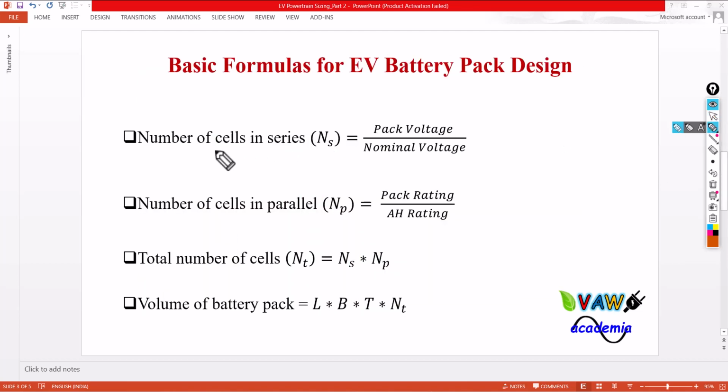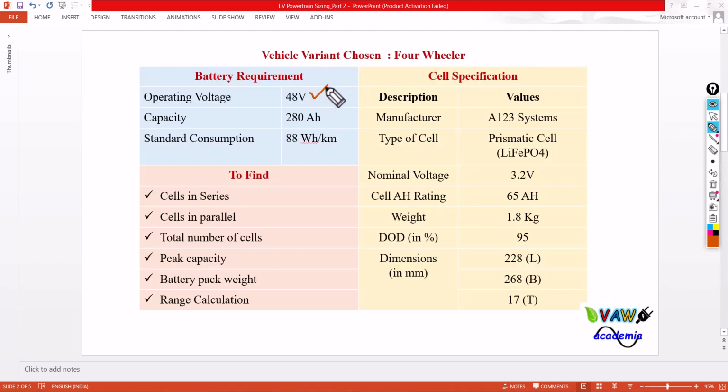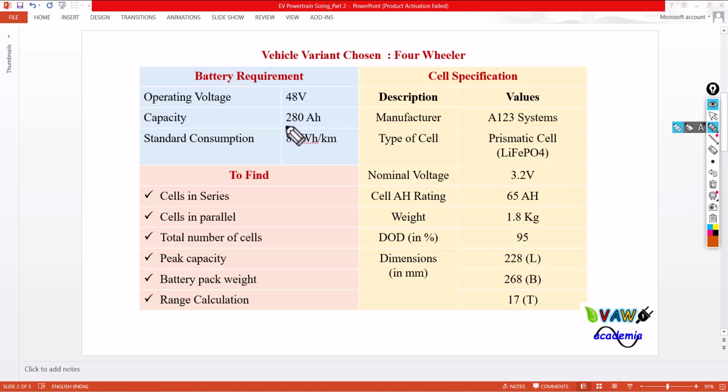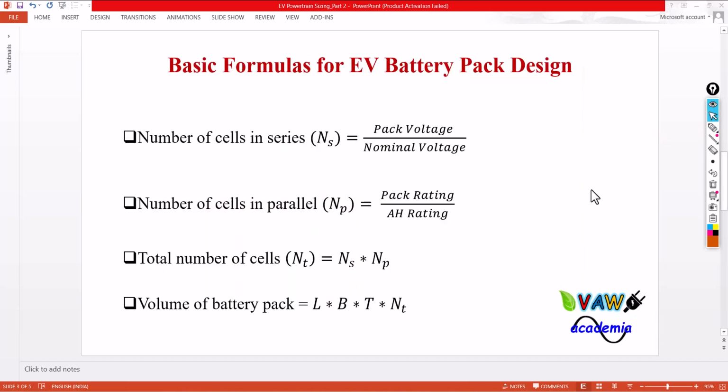To calculate the number of cells connected in series, use pack voltage divided by nominal voltage. In this case, pack voltage is 48 volts and nominal voltage is 3.2 volts, so 48 divided by 3.2 will give you the number of cells connected in series. Similarly, you can calculate the number of cells connected in parallel: pack rating divided by single cell ampere hour rating. The pack rating here is 280 ampere hour divided by 65 ampere hour, which will give you the number of cells connected in parallel. Once you multiply both, it will give you the total number of cells.